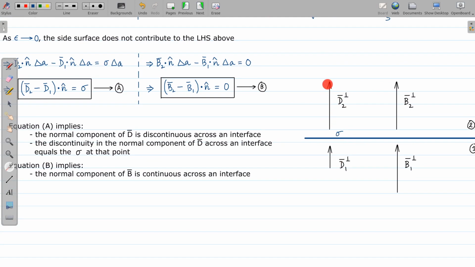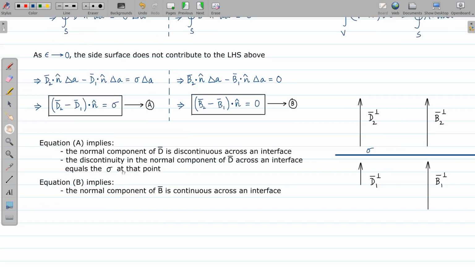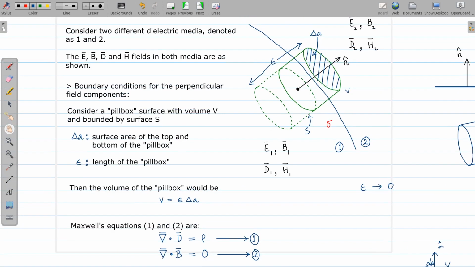I have deliberately drawn this vector as having a larger length compared to this, so that you can see that there is a difference. So as you go from one medium to another medium, there is going to be a discontinuity. The discontinuity, that is this component minus this component, is equal to this. But there is no such thing in case of the magnetic field. There is no discontinuity in the magnetic field. Both components of the magnetic field vector in the normal direction are going to remain the same.